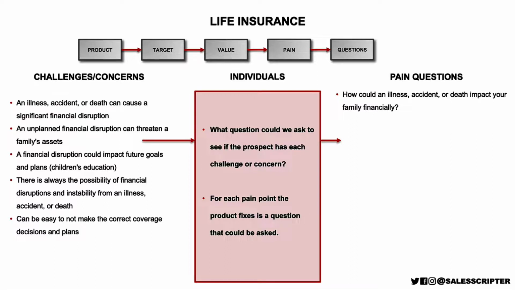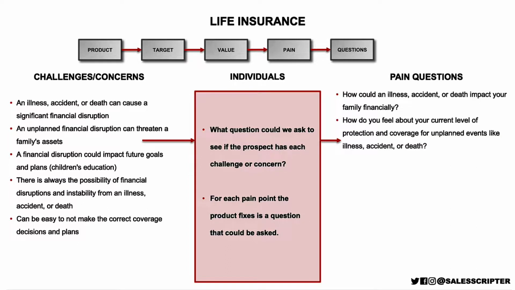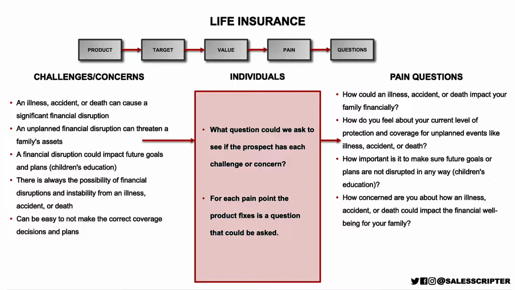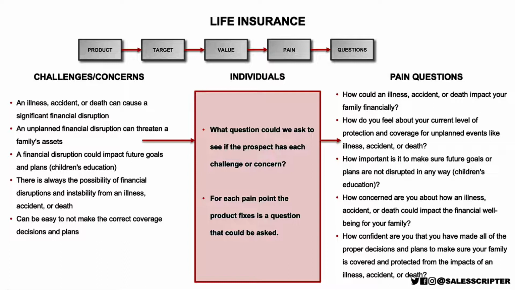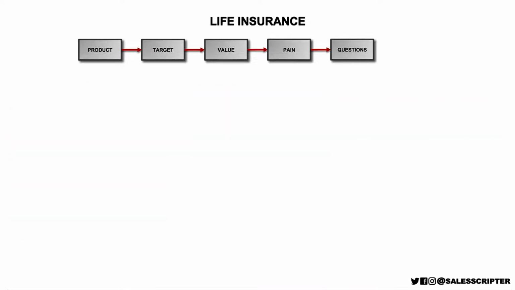How could an illness, accident, or death impact your family financially? How do you feel about your current level of protection and coverage for unplanned events like an illness, accident, or death? How important is it to make sure that future goals and plans are not disrupted in any way? For example, anything getting in the way of your children going to college. How concerned are you about an illness, accident, or death impacting the financial well-being for your family? How confident are you that you've made all of the proper decisions and plans to make sure that your family is covered and protected from the impacts from an illness, accident, or death? So we have a good list of pain questions there.